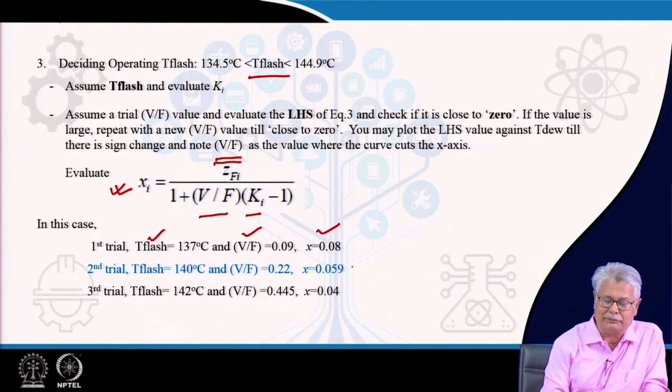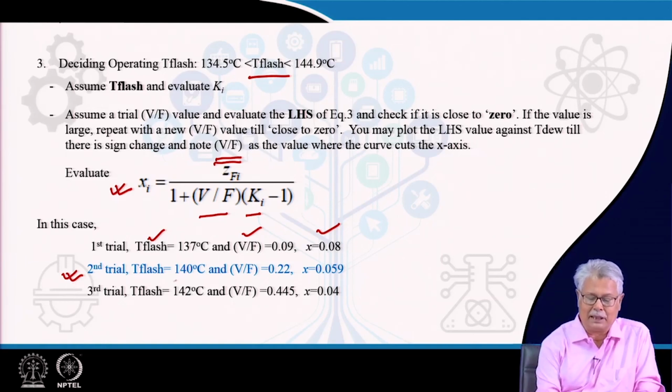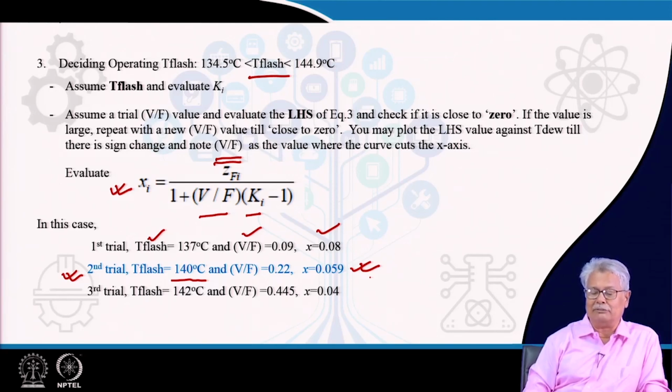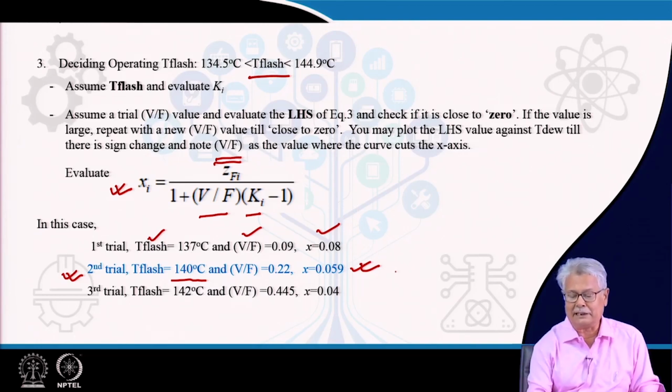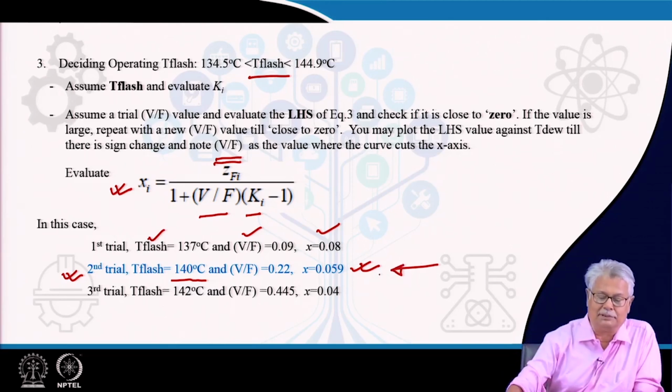We find here in my first trial the values are 137.5, 0.09 and 0.08. Beyond that, we have a case which is quite satisfactory, in the sense here we have a flash drum temperature of 140 degrees centigrade, and my bottom liquid has got 5.9% of benzene, which is 0.059 as the value of x. And so, this is an acceptable solution with a very small margin in my composition.